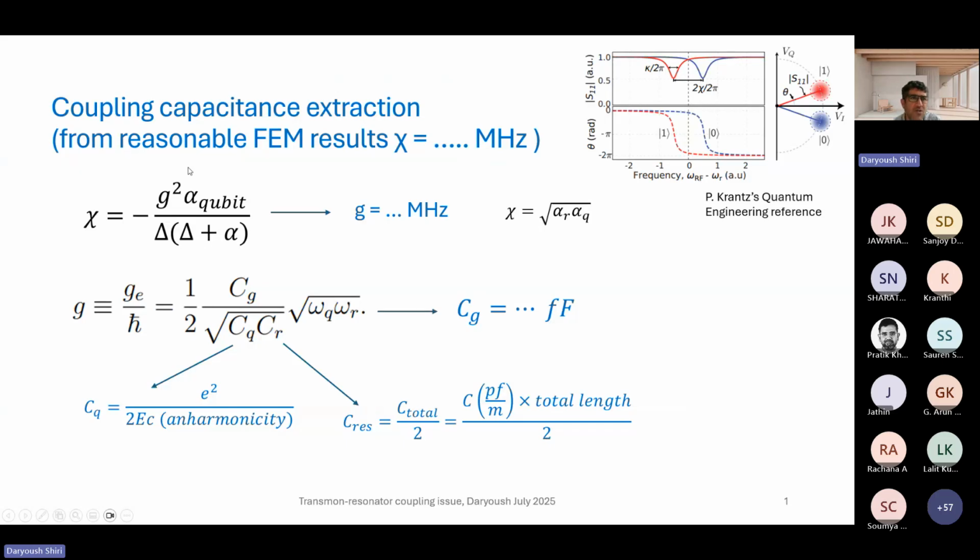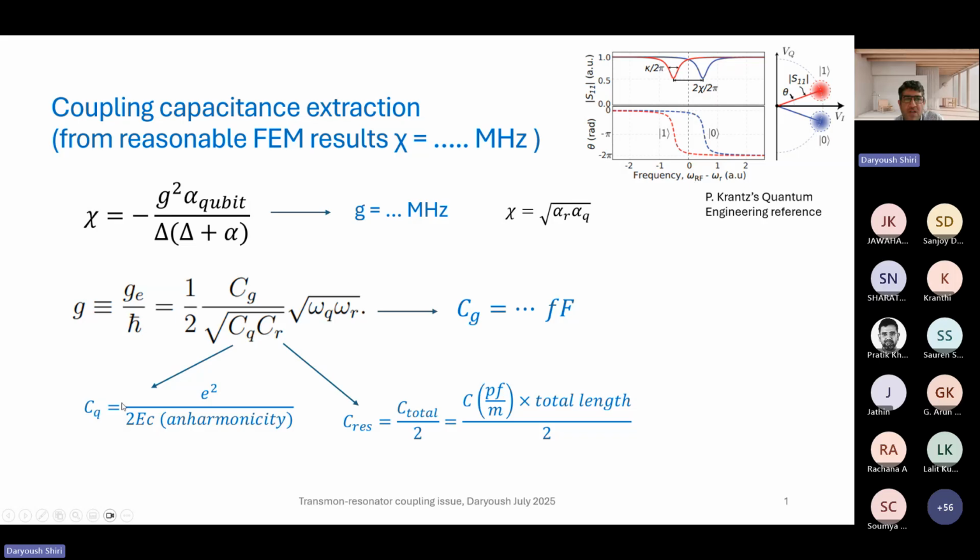From chi, you know the equation of chi, or the dispersive shift. Chi is equal to g squared times the anharmonicity of the qubit over the detuning, the frequency difference between qubit and resonator. So you know all these numbers. From that, you can extract g. And from g, you can extract the qubit coupling capacitance, Cg, because in this equation, you have everything except Cg.